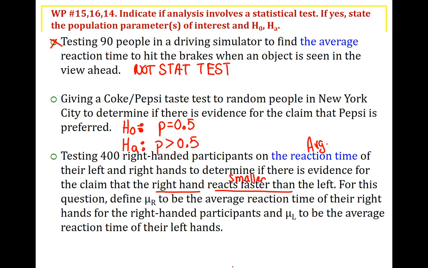Okay, so how about H sub O? This is definitely a test, and this H sub O value will be that the average for the right is equal to the average for the left. If absolutely nothing is happening, the two times are equal. Well, that means H sub A, now remember, we want the right hand to be faster. So U of R is going to be less than U of L. We're not measuring where quantity is better. We're measuring where having that number will be better because it's smaller.